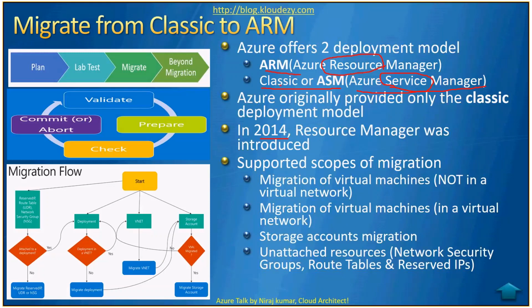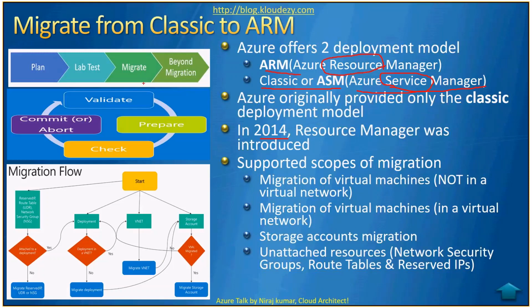So ASM is also called the Classic Portal or Version 1 Portal. ARM, which is Azure Resource Manager, is also called the Version 2 Portal or ARM Portal. So depending on who you talk to, you can hear Classic, you can hear Version 1, you can hear ASM, but they all allude to one portal. So you have the classic portal, and then you have the ARM portal.